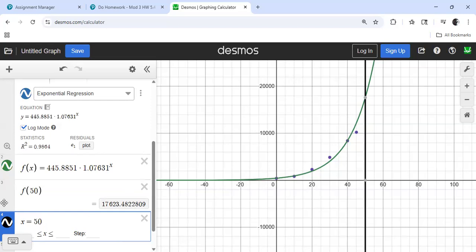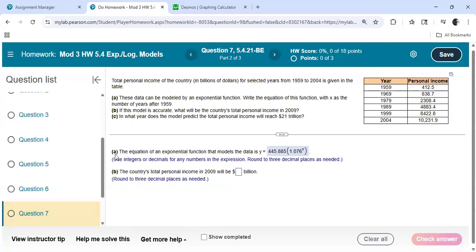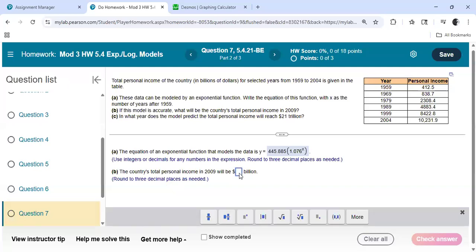All right, so let me write that down so I can see what they want us to round it to. 17,623. So let's go back to that. Round to 3 decimal places as needed. So the decimal places were 0.4822. So that rounds to 482. So 17,623.482.